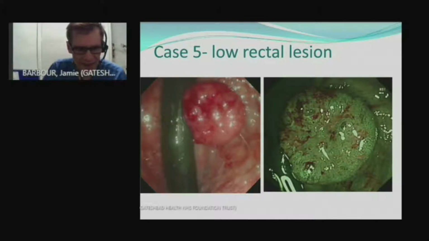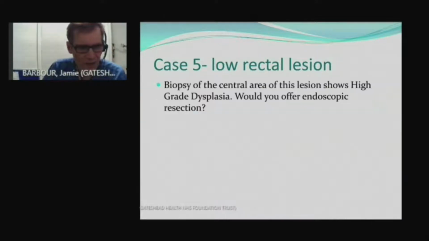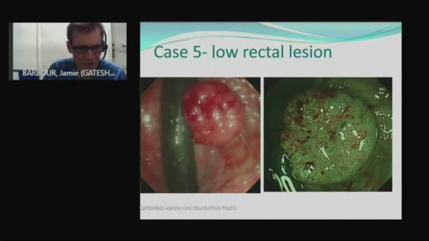there's the pit pattern in the center of that, and the question is, well, the biopsy of the central area of the lesion showed high-grade dysplasia, and the question is, would you offer endoscopic resection? So they biopsied the center of that on the right-hand side, and it's just shown high-grade dysplasia. So do you believe the biopsy, or do you believe what you see in front of you? And I think most people would be quite concerned with that sort of pit pattern in there.